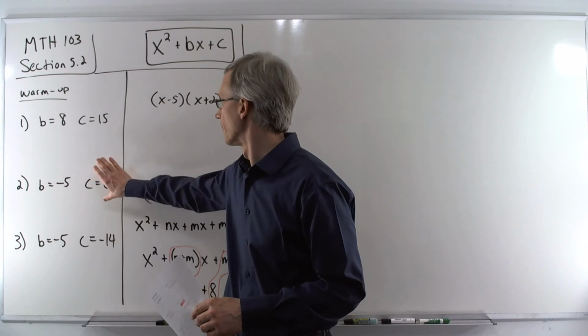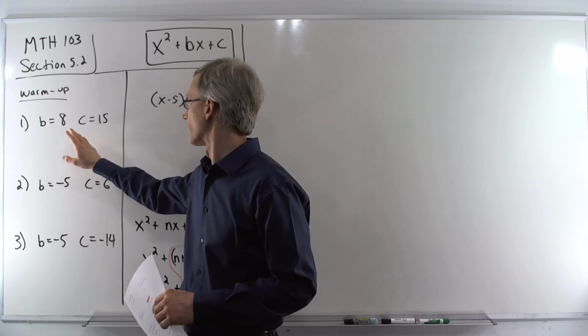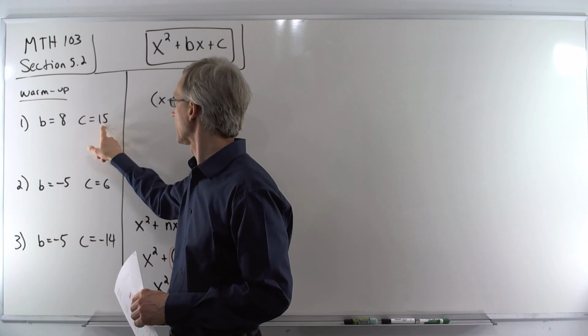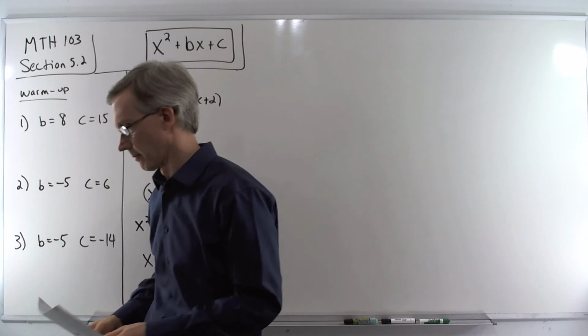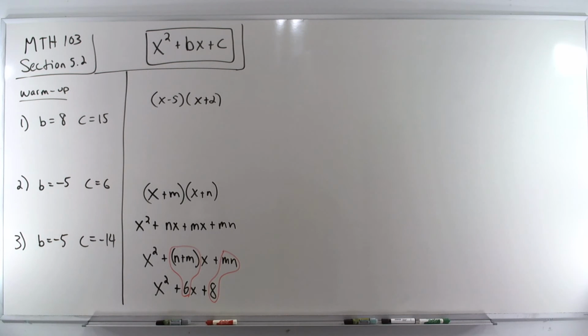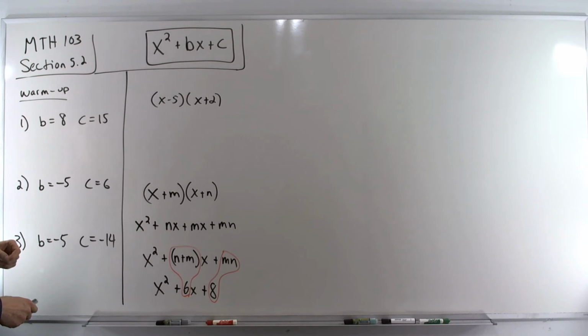Let's start with a warm-up. Go ahead and pause the video. What we're doing with the warm-up is we want to find two numbers that multiply to get C and add to get B. So for part one, we want two numbers that multiply to get 15 and add to get 8.